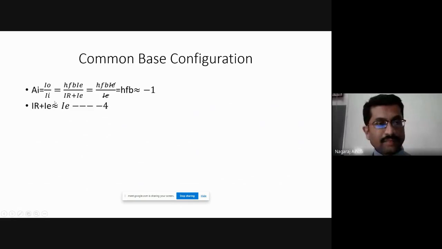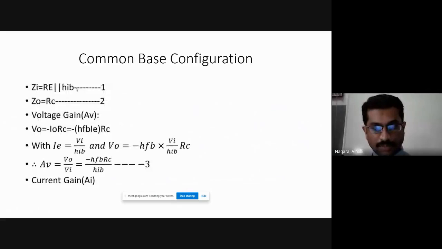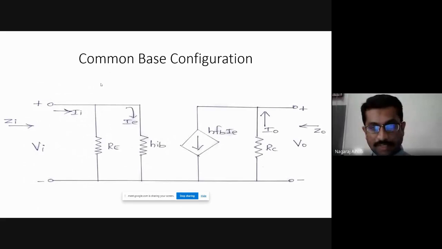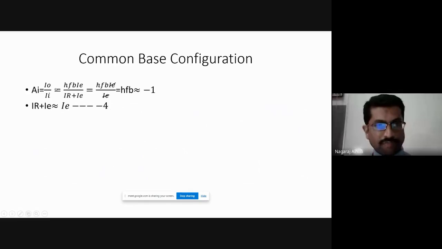Current gain AI is the ratio of output current to input current, I naught divided by II. What is I naught? Output current, the same thing we just discussed. I naught is nothing but the current HFB IE. So I naught is equal to HFB IE. This is divided by II, the input current.